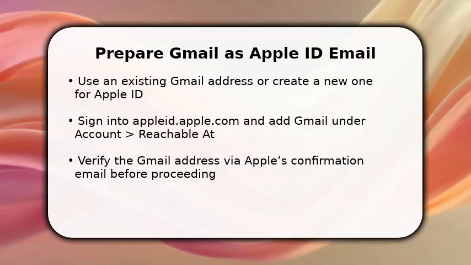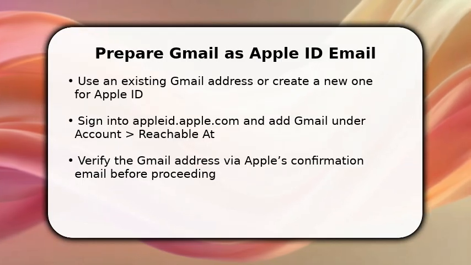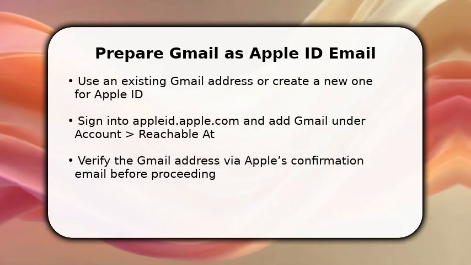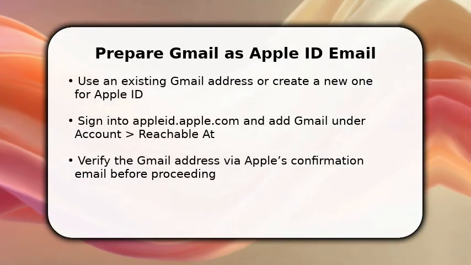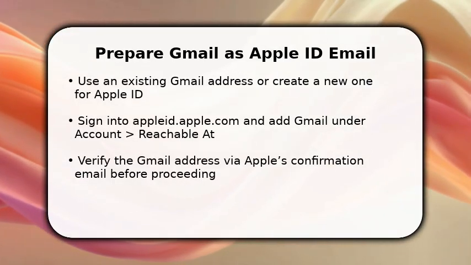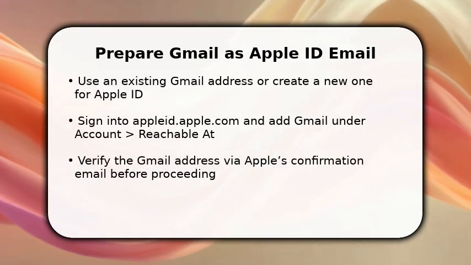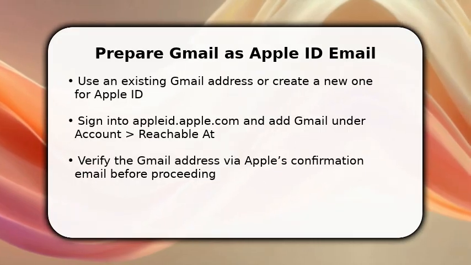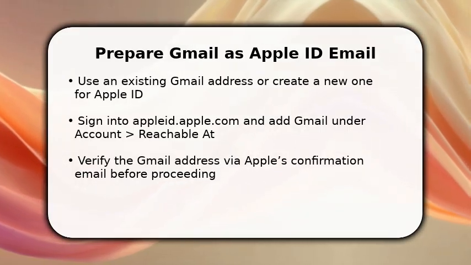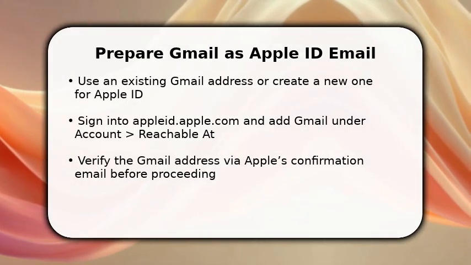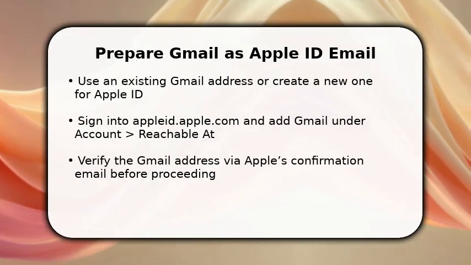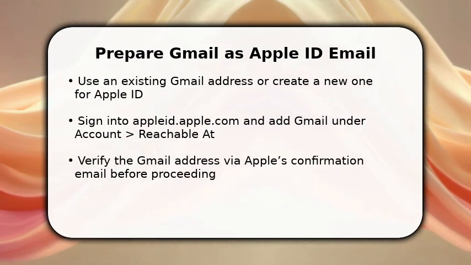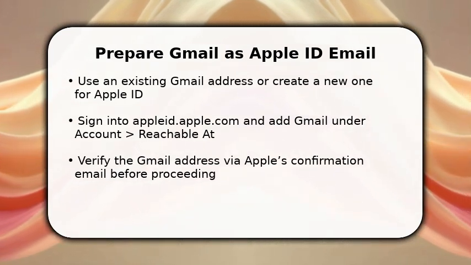You'll begin by making your Gmail address an Apple ID contact so iMessage can route to it. Sign into appleid.apple.com, add your Gmail under Account or Reachable at, and request the verification code Apple sends. Once done, open that Gmail, copy the code, and enter it back on Apple's site to confirm ownership. This links the Gmail address to Apple infrastructure. Make sure to complete verification now, so your devices can recognize the address for iMessage and FaceTime.